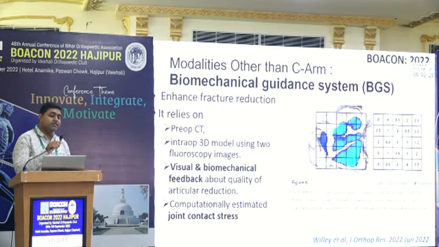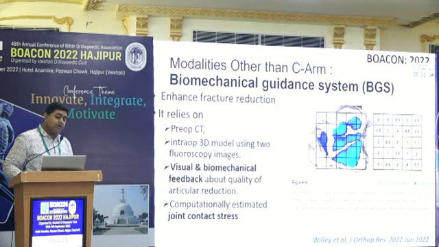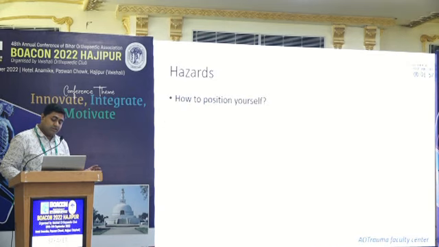There are other modalities like biomechanical guidance systems, which rely mainly upon preoperative CT and O-arm images, and give visual and biomechanical feedback about the quality of articular reduction. It uses a computer which estimates the joint contact stress, as shown in this picture. It is a little expensive, but in articular fractures you can improve the reduction with this.